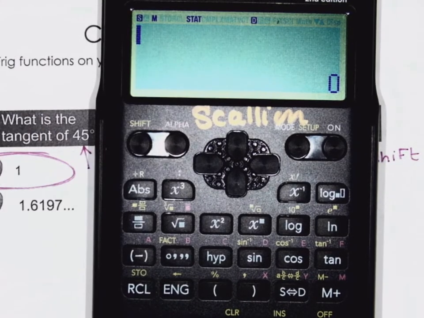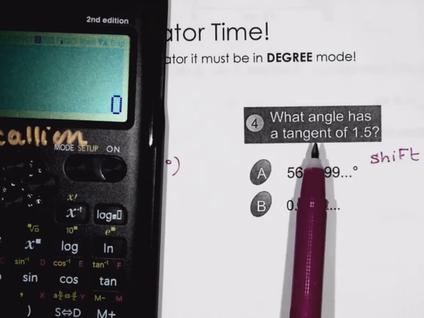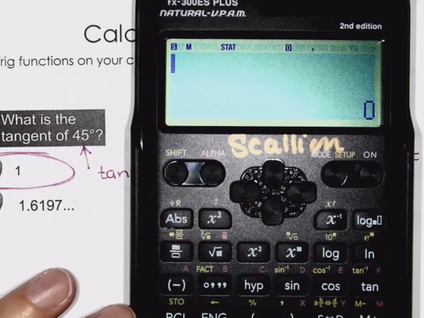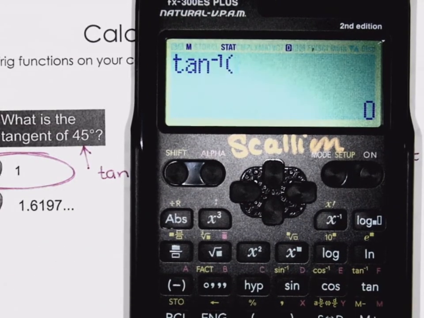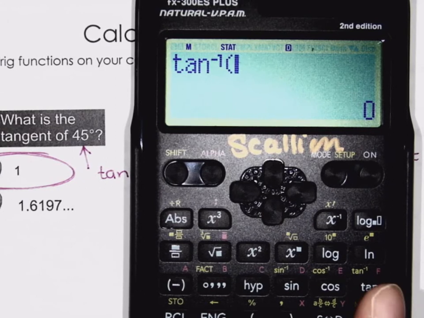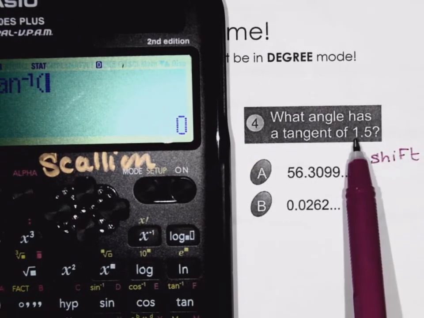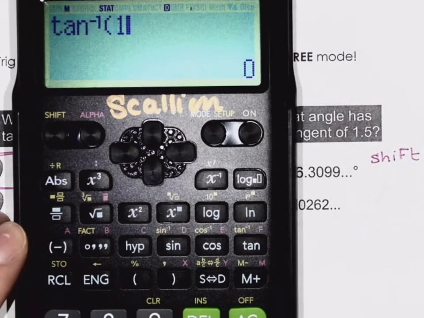You're going to do shift, and then you're going to hit tan, and you're going to see that it comes up a little bit differently this time. It comes up as tan -1. It shouldn't say tan H. So now what we're going to do is type in 1.5.